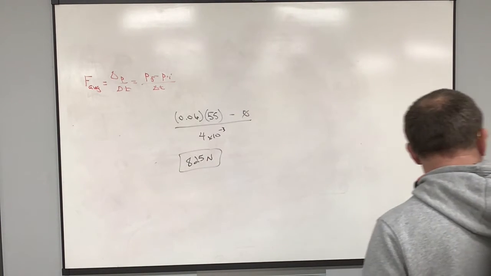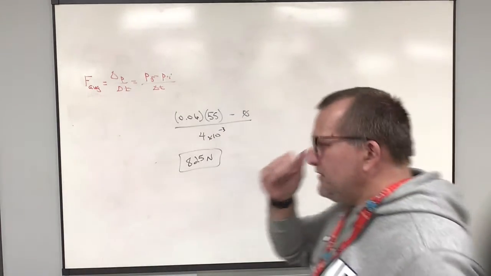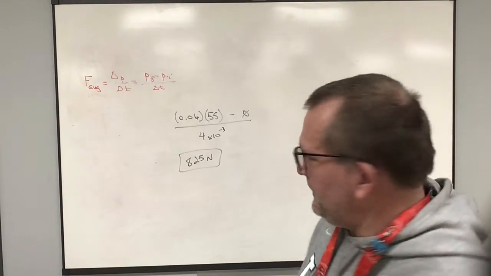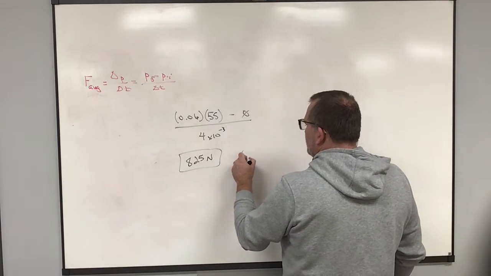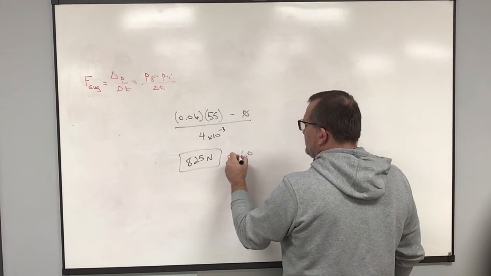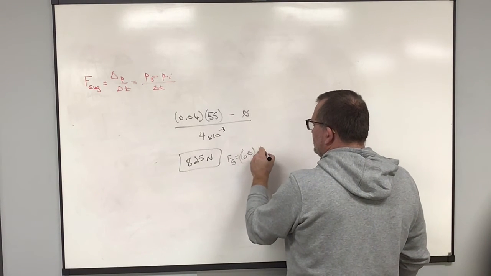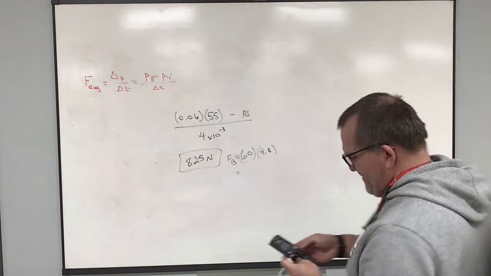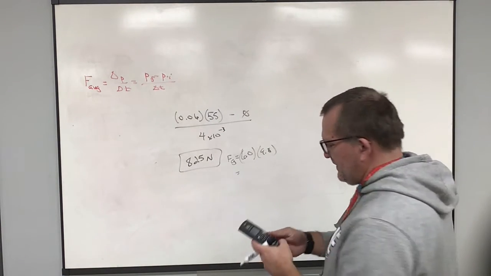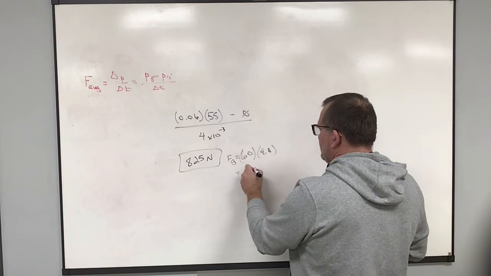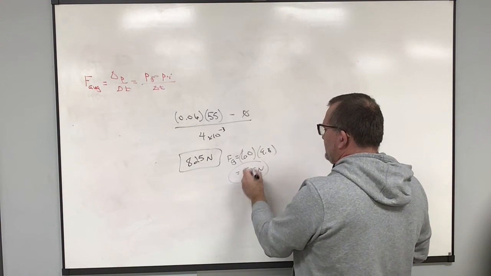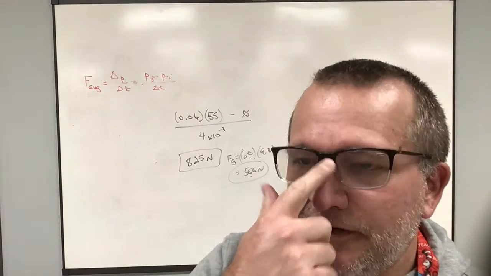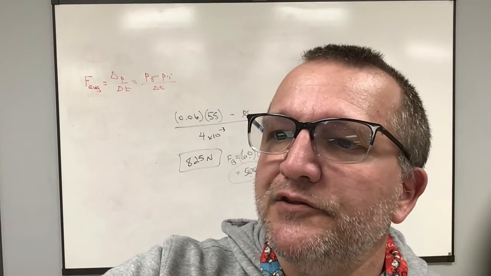The average force is 825 newtons. Now, if our average force is 825 newtons, we want to know if that's the same as lifting a 60-kilogram person. Well, a 60-kilogram person has got to beat the force of gravity. So I take 60 times 9.8, and when I do that, I get 588. So that's the force required to lift this person. That force is greater than the force to lift that person, so yeah, that force could do it.